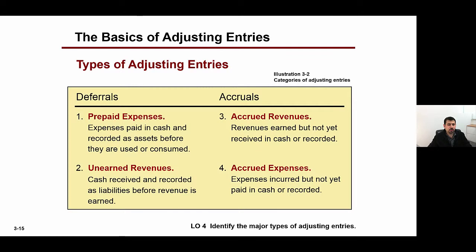This is when we pay in advance in return for services or products that we will be receiving in the future. Unearned revenues is where the company receives cash before they actually provide the service or make the sale. So it is actually before the event has occurred.